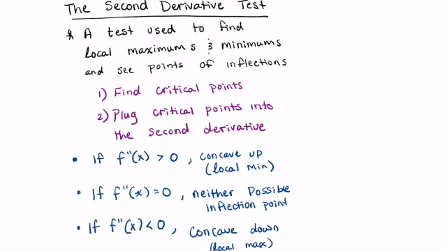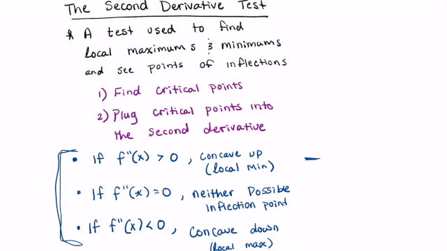After you've taken the first derivative, we're going to take the derivative again, aka the second derivative, and we're going to plug our critical points into that second derivative. Once we've plugged our critical points into the second derivative, one of three things will happen.